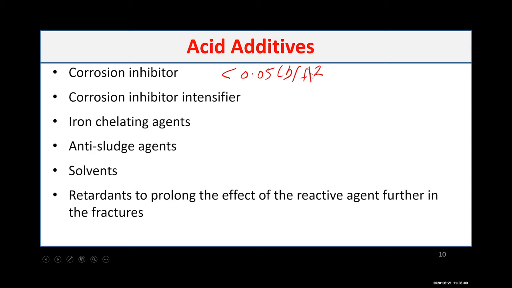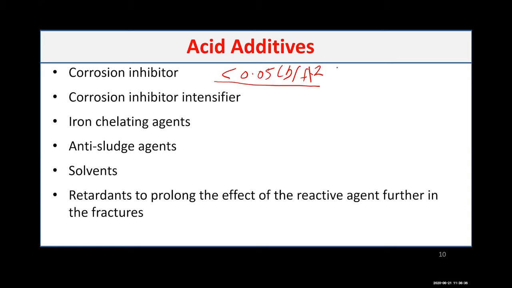So you run the test with your acid for the maximum time that you are expecting for your job. If you are expecting to inject for 6 hours or 8 hours or 12 hours, you will do the corrosion test for the maximum time that you are expecting to inject your acid. And you will select the highest temperature. You need to be on the safe side. You'll ask the service company to run different corrosion inhibitors at different concentrations, and you will select the one that will always give you less than 0.05 pound per square feet. That's like a standard amount.